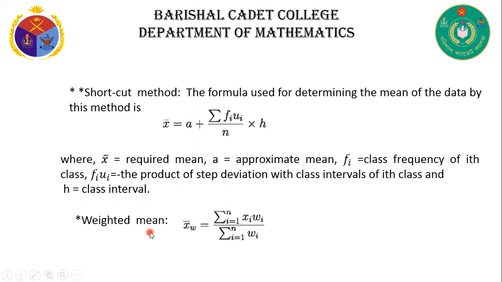And the weighted mean, xw, is equal to the summation of i equal to 1 to n of xi wi, divided by the summation of i equal to 1 to n of wi. When we find the weighted mean, we use this formula. Here xi means mid value, and just change fi to wi.